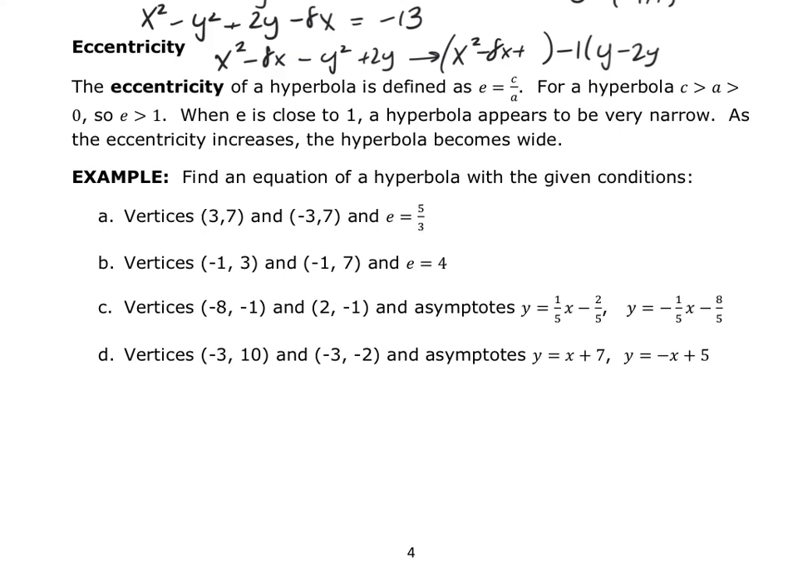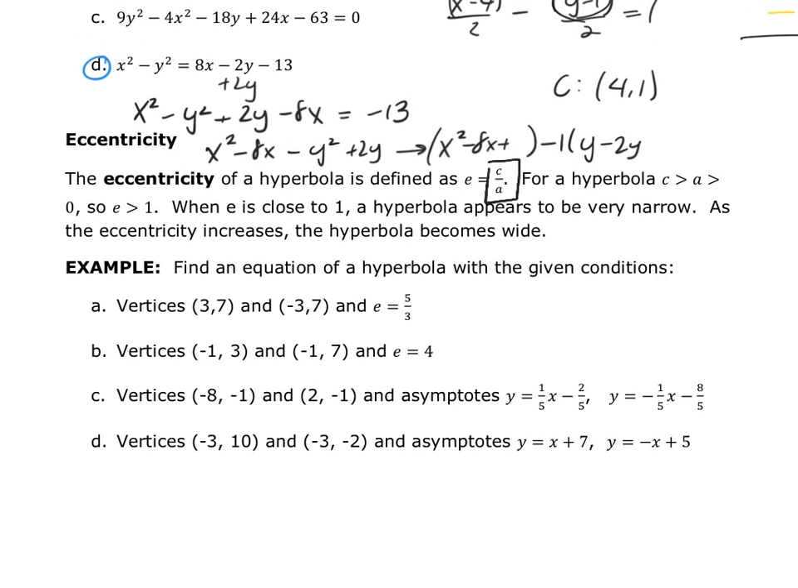So the eccentricity of a hyperbola is defined as c over a. This is important, c over a. The reason why this is important is because when I'm asked to find the equation where I'm given the vertices and I'm given e and nothing else, they are giving me c and they are giving me a. So if they give me the eccentricity, they're giving me c and a. If I want to find the equation with its given conditions, I'm going to draw a graph to figure out which way I am orientated.